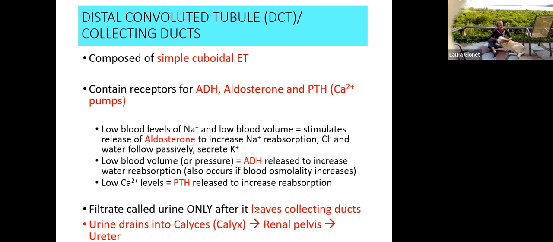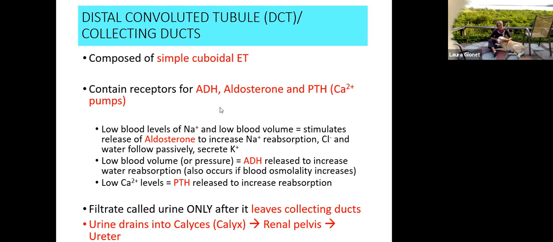Filtrate is called urine only after it leaves the collecting ducts. So once the fluid technically is entering into what's called the calyces, that are capturing that fluid and funneling it down to the renal pelvis, then and there, that's technically where you start calling it urine instead of filtrate. Urine drains into the calyces, the renal pelvis, into the ureters.